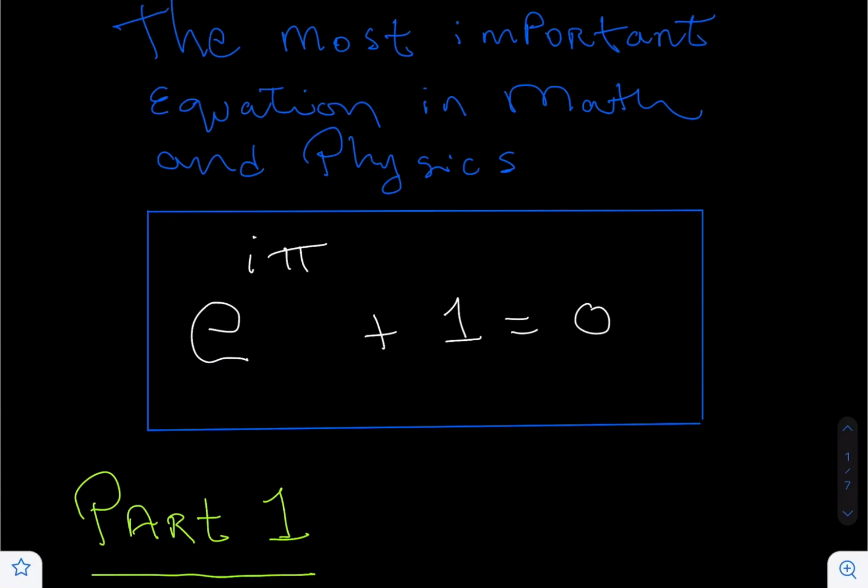Hi, my name is Bernard Brault, and I want to talk to you about one of the most important equations, I think, in math and physics. It's the Euler Identity equation, and it's right here. And what it shows is these five fundamental constants in one equation, and that's what makes it really, really elegant.